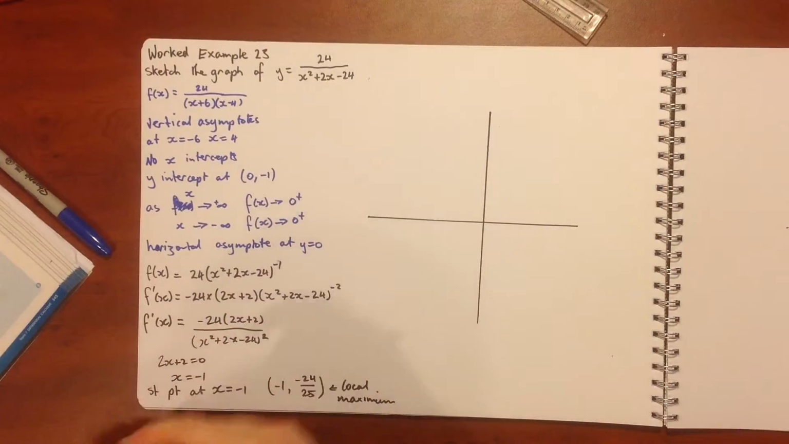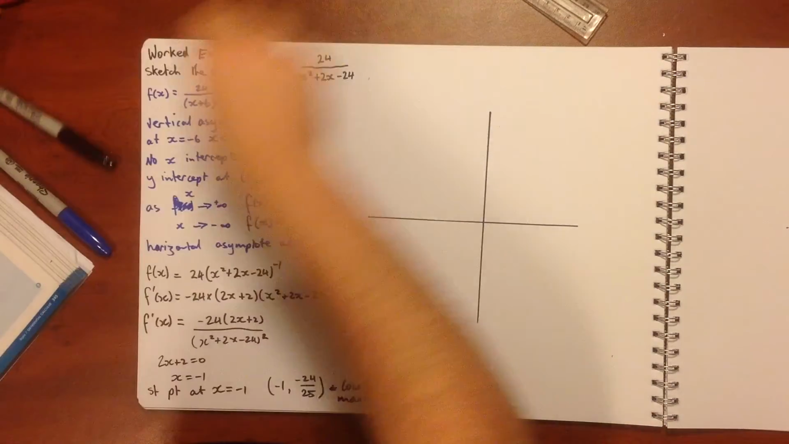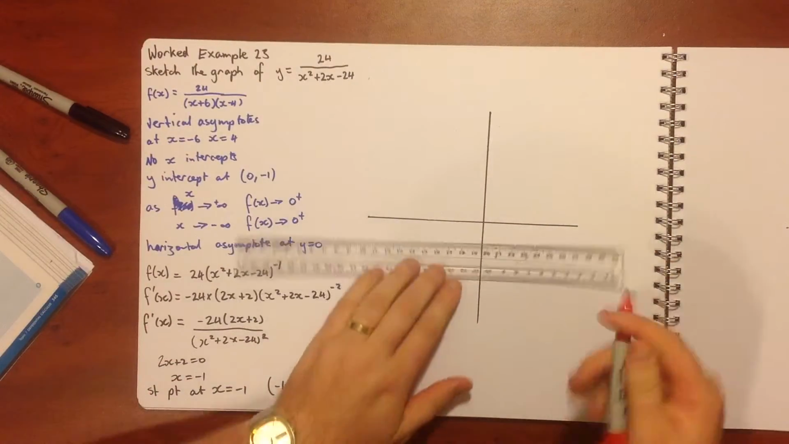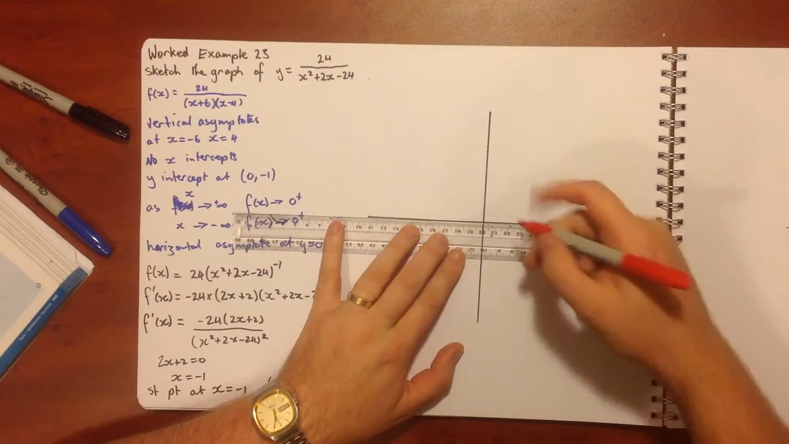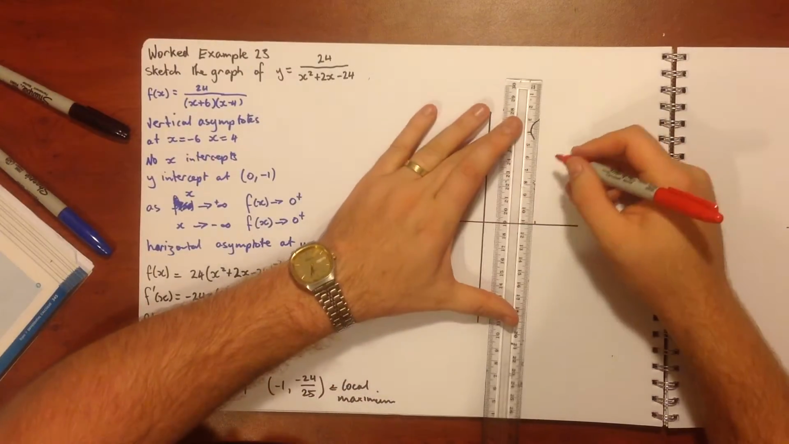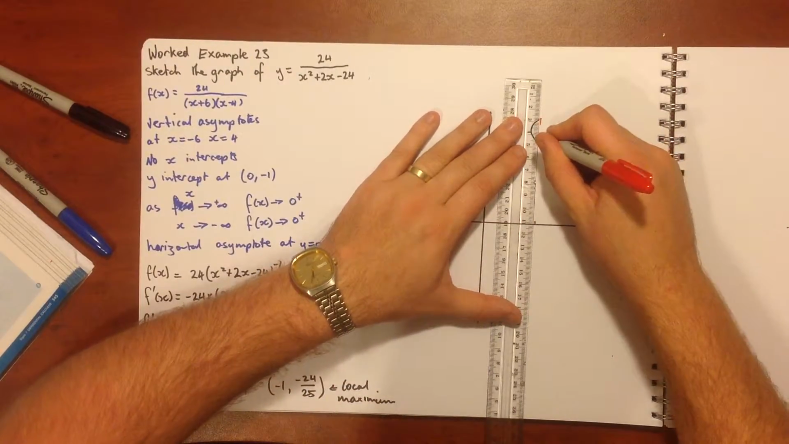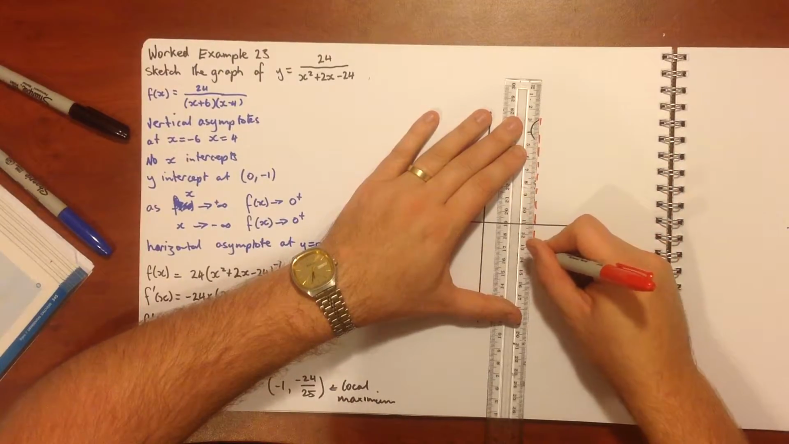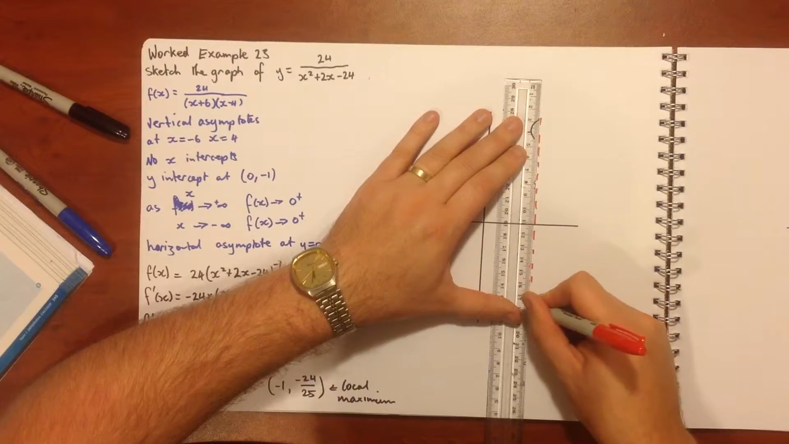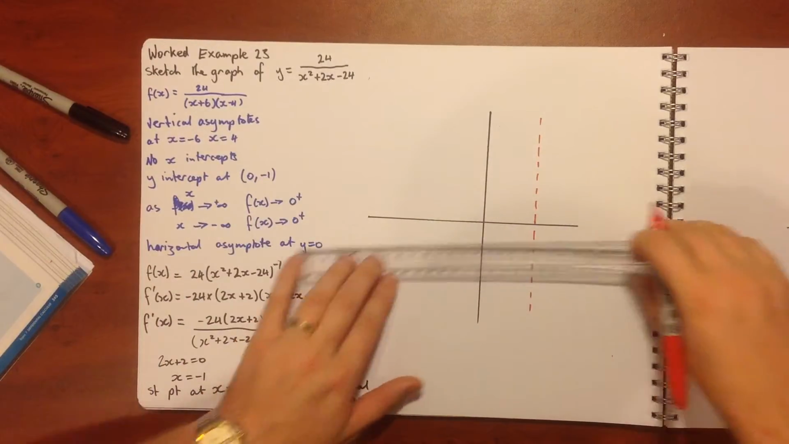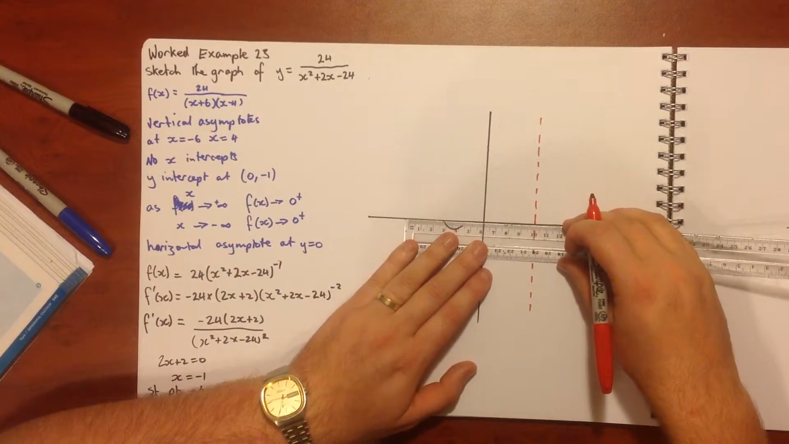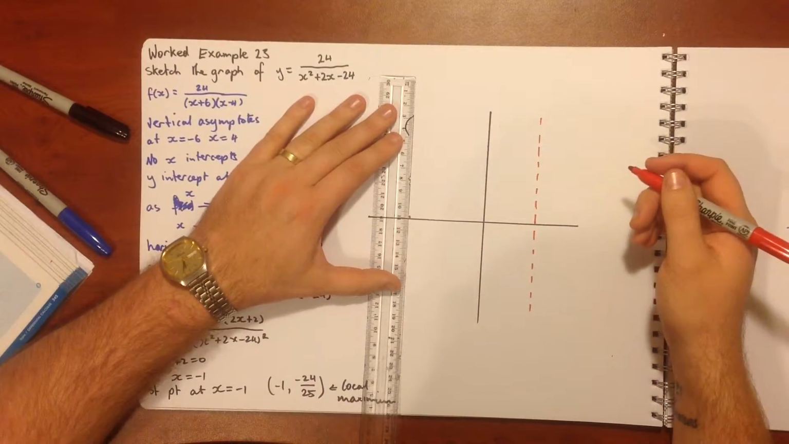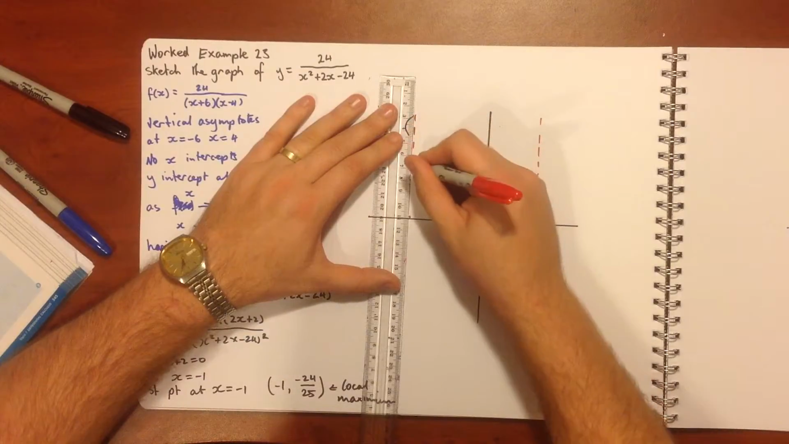Okay, so we know we've got a vertical asymptote at 4. So around here at 4, vertical asymptote. Remember, any asymptotes are represented by a dotted line, usually red, for no real reason, it's just by convention. So draw those on.